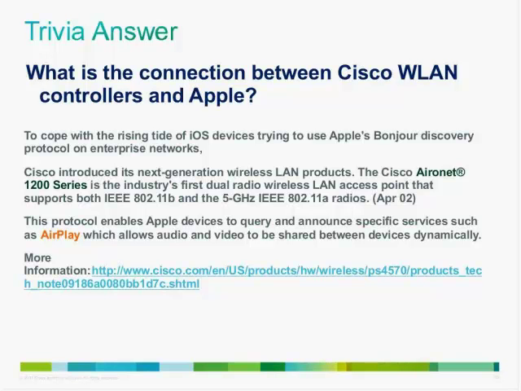And last but not the least, the correct answer to the trivia question we have been asking. The question was, what is the connection between Cisco WLAN controllers and Apple? The answer is, to cope with the rising tide of iOS devices trying to use Apple's Bonjour Discovery Protocol in enterprise networks, Cisco introduced its first next-generation wireless LAN products, the Cisco Aironet 1200 series, the industry's first dual radio wireless LAN access point. It supports both IEEE 802.11b and 5 GHz IEEE 802.11a radios. This protocol enables Apple devices to query and announce specific services such as AirPlay, which allows audio and video to be shared between devices dynamically. You can find more information in the cisco.com document mentioned on the slide, and we'll be posting that on the chat window as well.